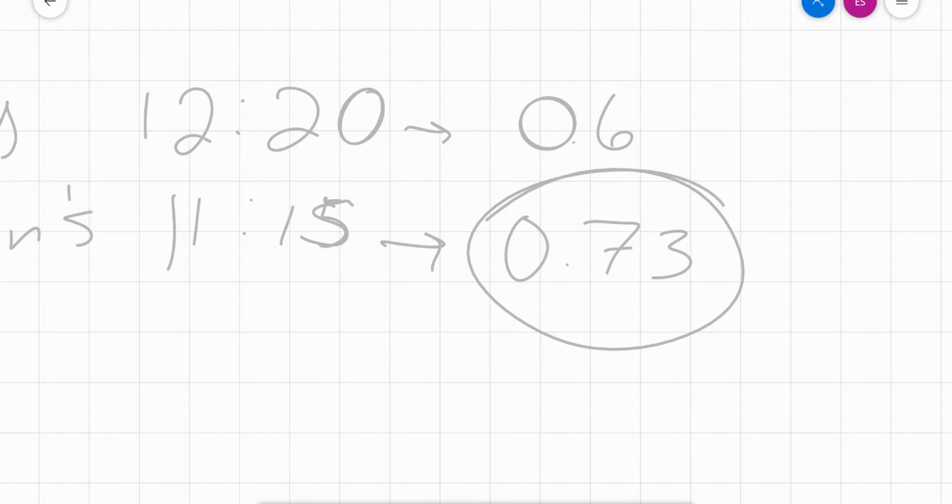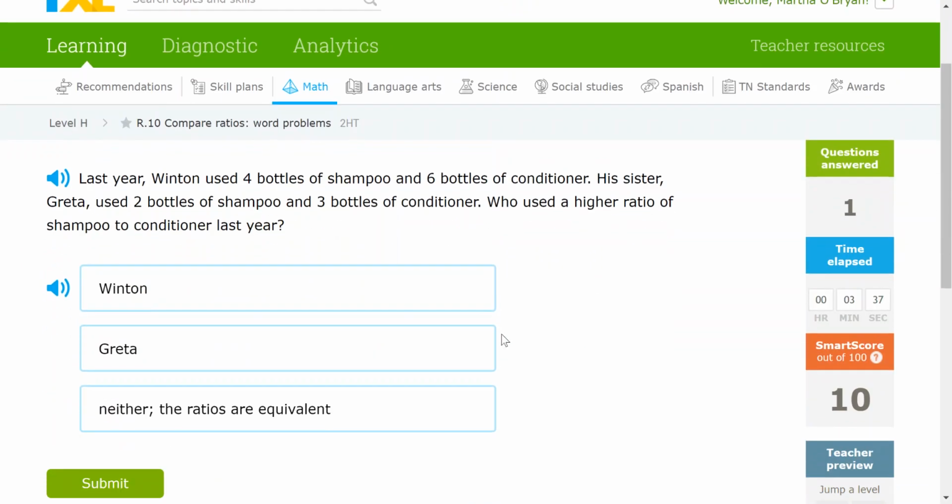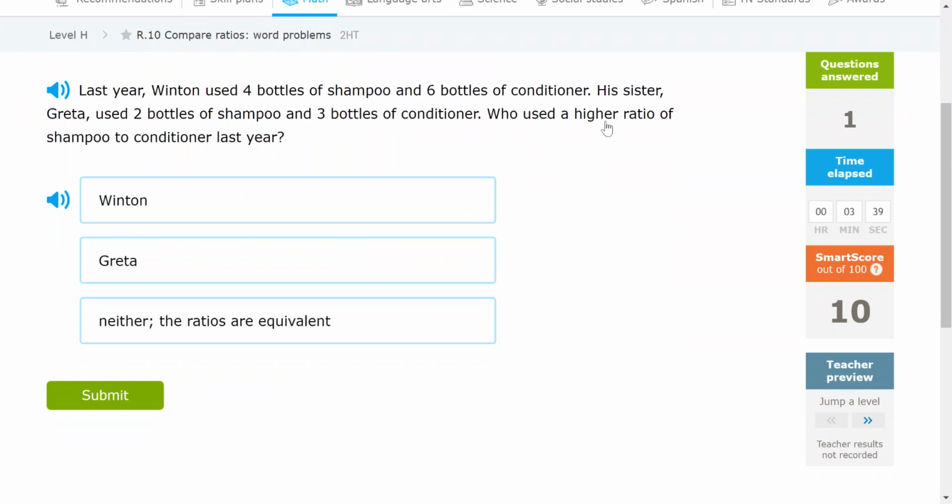So now let's go back to IXL. I'm going to say Damon has a higher ratio. And make sure that you're reading the questions, because some of them might ask for which one is a lower ratio. So be very careful with that.